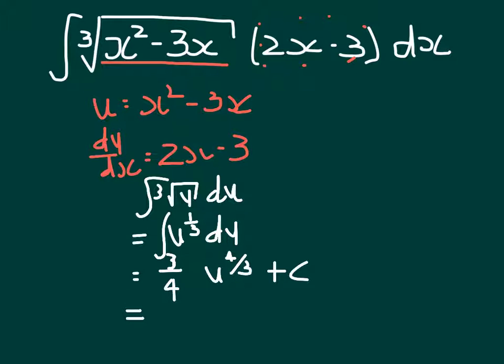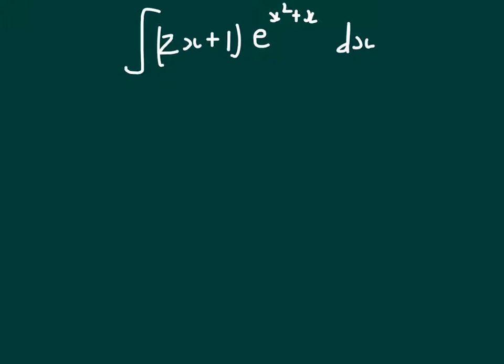So we're going to substitute that: x squared minus 3x, all to the power 4/3 plus c. Here we have another integral, and I want you to do the same thing again. Pause the video, try and do it yourself, and then come back and check to see what I have done.